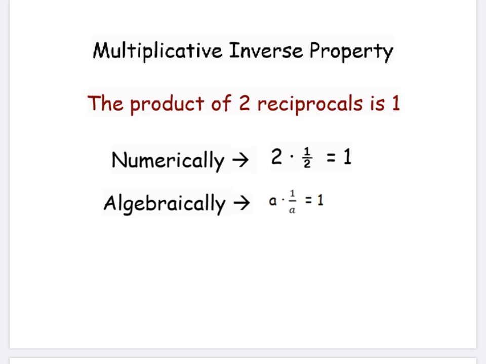There's an inverse property of multiplication as well. This one's a little bit different, however, because it says the product of two reciprocals is 1. Remember, a reciprocal is when you take a number and you make it into a fraction and then you flip it over. So 2 technically is 2 over 1 as a fraction. If I flip it over, I get 1 over 2 or 1/2. So 2 times 1/2 is 1, or a times 1 over a is 1. I'm sorry, 2 times 1/2 is 1, not 2.